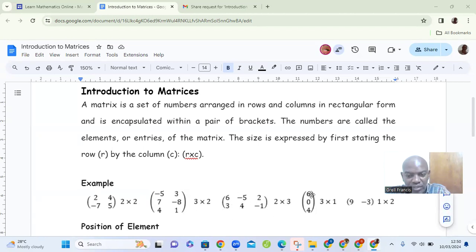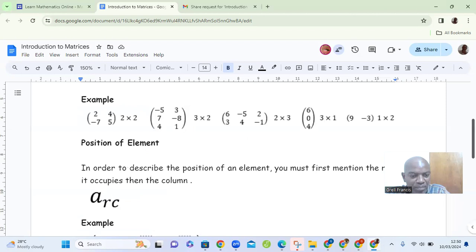This one is considered a 3 by 1. So each element there can be considered a row. The 6, the 0, and the 4 constitute 3 rows, and vertically downwards, they all can be considered as constituting one column. So that's a 3 by 1. Here now you've got a 1 by 2. Okay, so the 9 can be considered a column. The -3 can be considered another column, but together they form a row. So that's a 1 by 2.